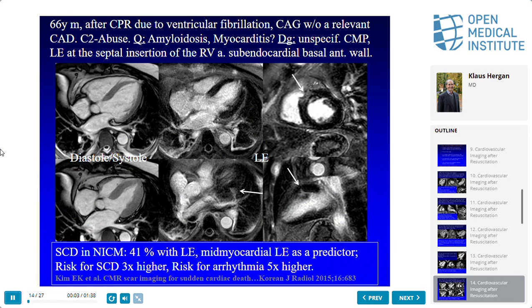A 66-year-old male patient after resuscitation, after ventricular fibrillation, they found no relevant findings in the coronary angiography. Also, this patient had alcohol abuse in the history, and the echocardiography showed a kind of hypertrophic cardiomyopathy, and so the clinicians wanted to know if there's amyloidosis or myocarditis. The only thing we found is an unspecific cardiomyopathy, but with late enhancement at the insertion of the right ventricle in the septum.